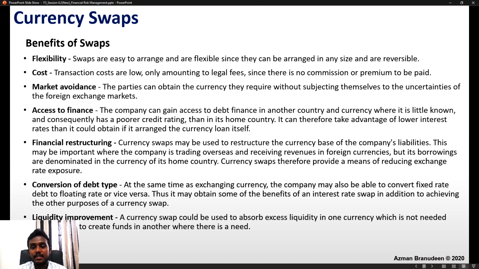Liquidity improvement: a currency swap could be used to absorb excess liquidity in one currency which is not needed immediately, and create funds in another where there is a need. So it's quite flexible. Costs are very minimal, and you can easily get access to finance. You can utilize this in managing your capital structure with very little exposure, and even use it as a sort of smart injection to your liquidity position.